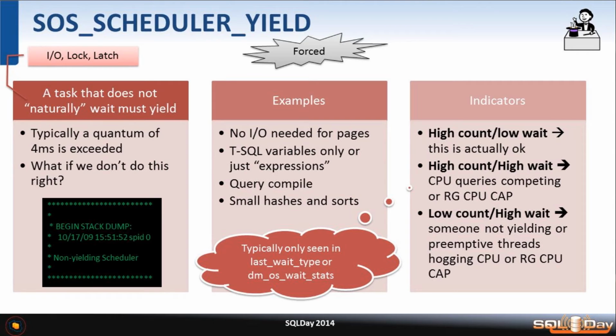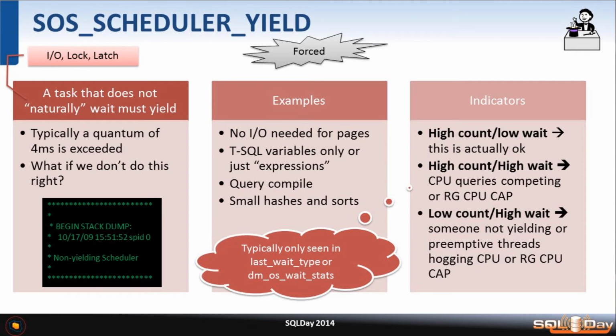Because in CPU-bound workloads for SQL Server, we always have to yield while you're running. So if you've got a high count but a low weight, it doesn't matter. It's not usually even a CPU bottleneck that's going on. That's actually a good thing in most cases. If you have a high count, though, and a high weight, you might have a CPU-bound problem. So you have maybe a lot of CPU queries running and competing for scheduling resources, or you use this resource governor CPU cap, which I'll show you in a second.